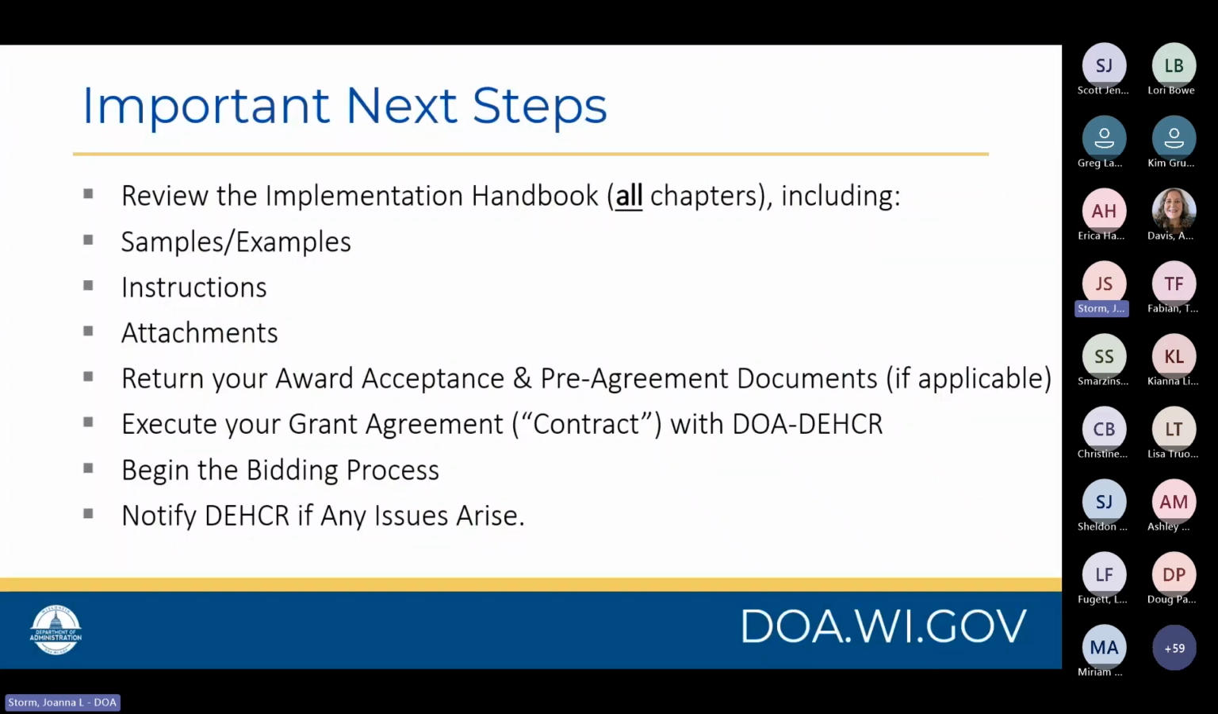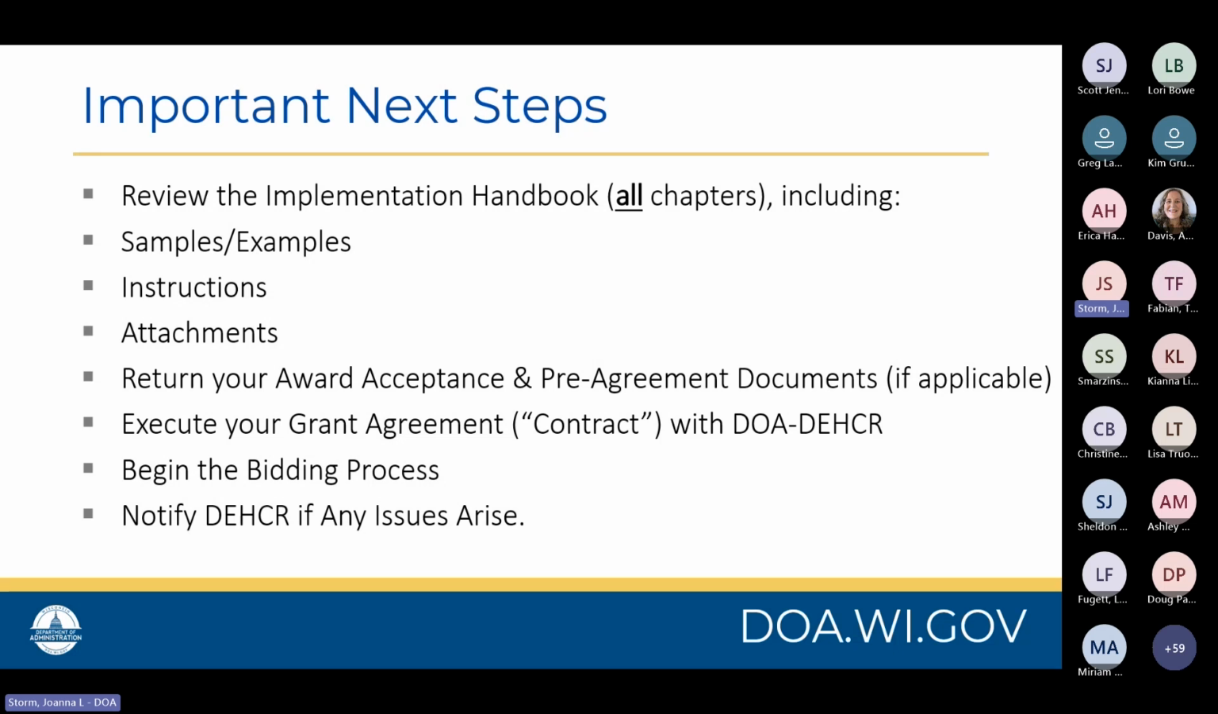So, important next steps. Make sure that you're reviewing the implementation handbook. This includes all chapters, those we've highlighted here and those that we haven't touched upon yet. Make sure you review. There are lots of samples and examples within the handbook itself, along with additional detailed instructions. Several of our reports actually have step-by-step, line-by-line instructions to help walk you through that process.